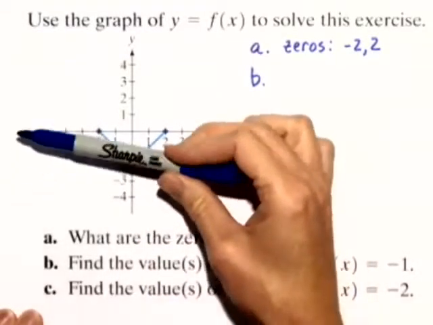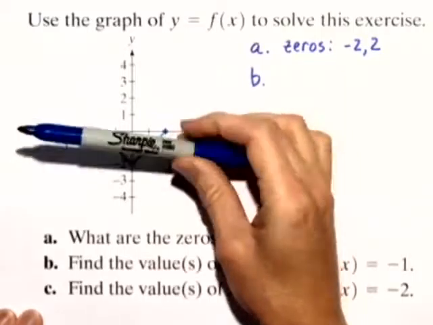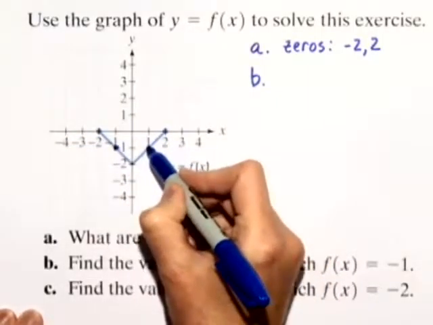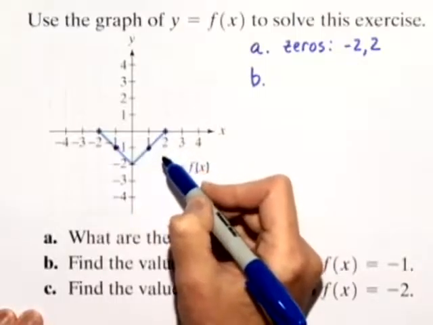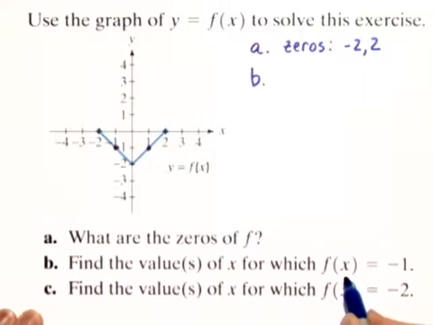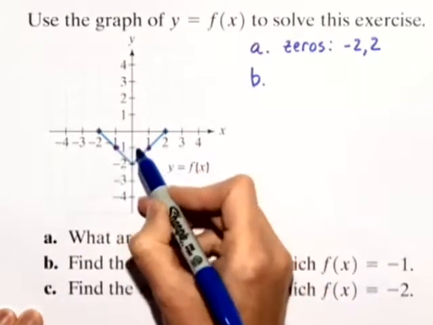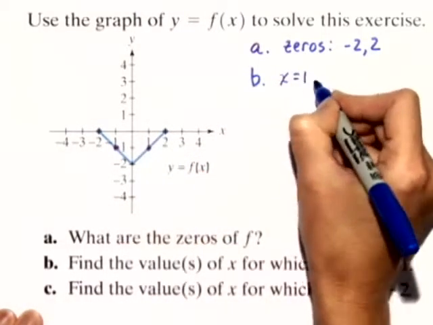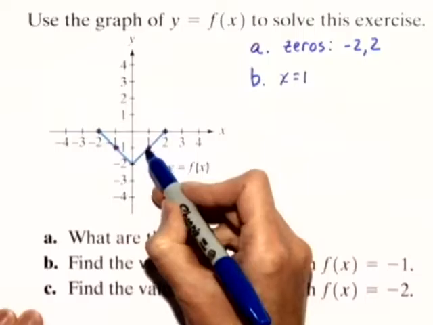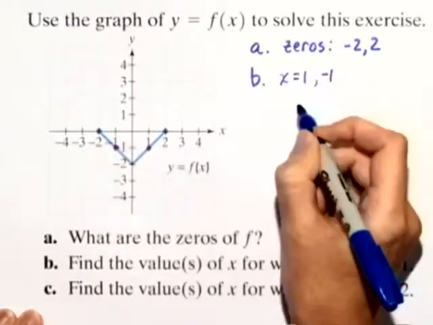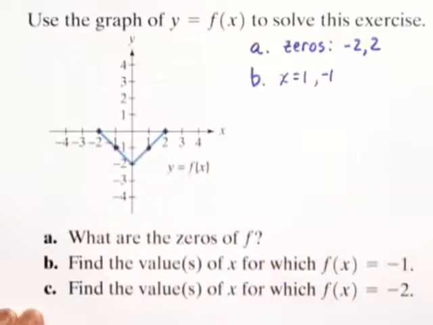If you put a line here when y is -1, we can see that it would cross the graph right here and right here. So therefore, the values of x corresponding to when f of x or y is -1, we have two values for x. We have first when x is +1, we have a y value of -1, and also when x is -1, we also have a y value of -1.